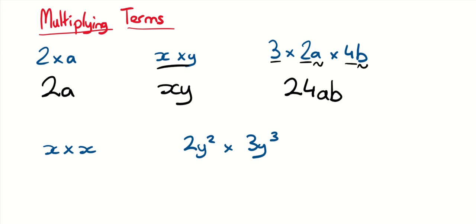Okay, then moving on, if you have 2 of the same letter multiplying each other, that actually doesn't become 2x, it becomes x squared. Okay, so it's like having xx, you've got 2 of them together.